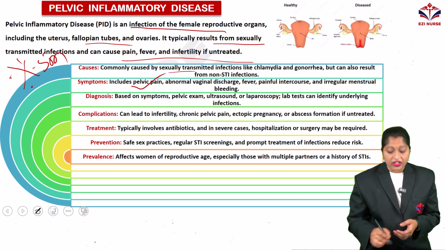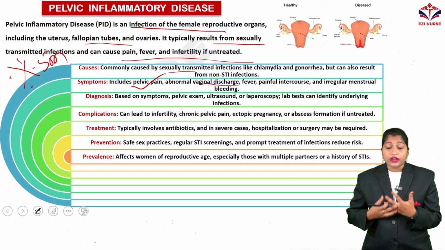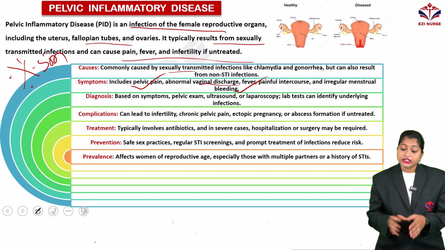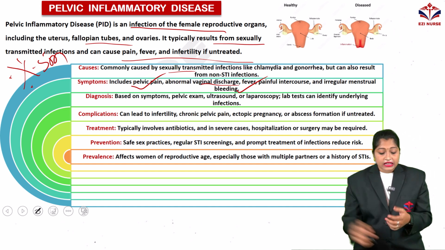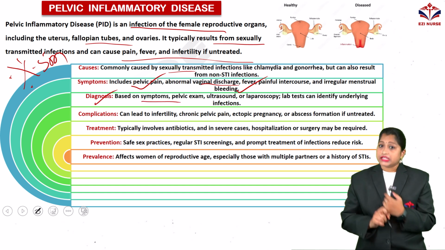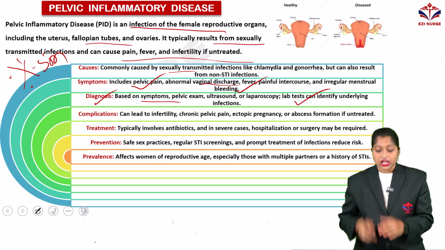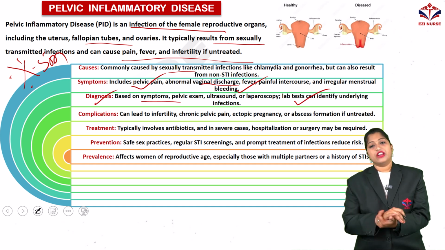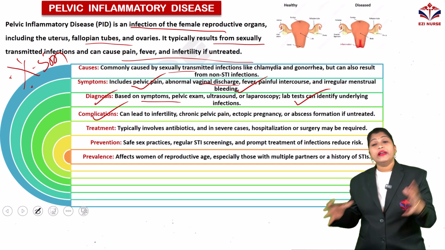The symptoms include pelvic pain, abnormal vaginal discharge in the women, fever, painful intercourse and irregular menstrual bleeding, seen in certain cases of women affected by pelvic inflammatory disease. And next we see how we diagnose this condition. Based on the symptoms, a pelvic examination is done, ultrasounds, laparoscopic tests, and lab tests are done in order to identify the underlying infections which are causing this pelvic inflammatory disease. So let's see next, complications. What can be the complications of this disease?